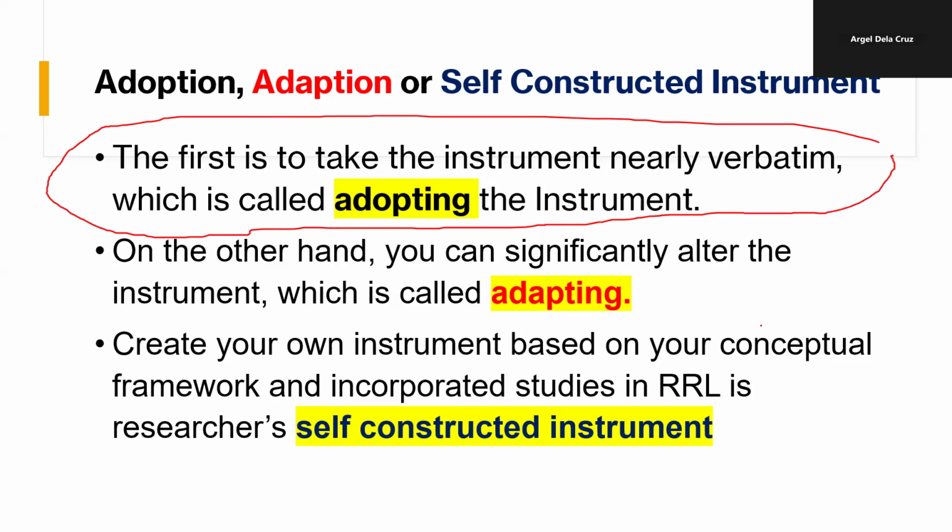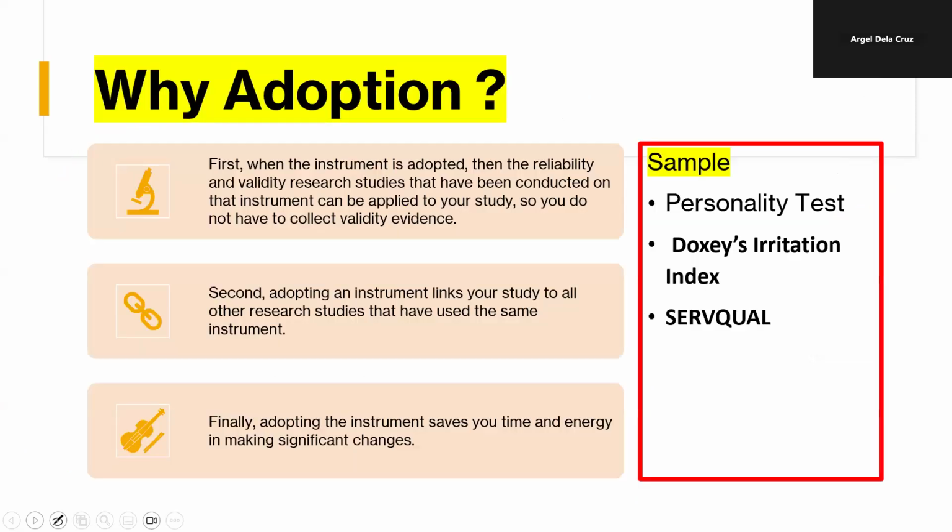Second is we adopt, but we alter some parts of the instrument. That is called adapting. And the last and the most difficult is you have to create your own instrument. Now, if I were you, I'm just going to select number one, which is the easiest. Number two is neither easy nor difficult, so number two would be a much more preferred option for me rather than to create my own. Okay, I will explain to you the challenges that you will encounter later on.